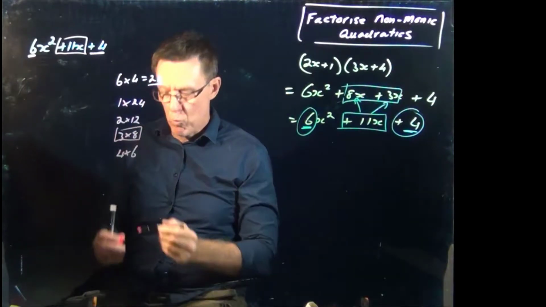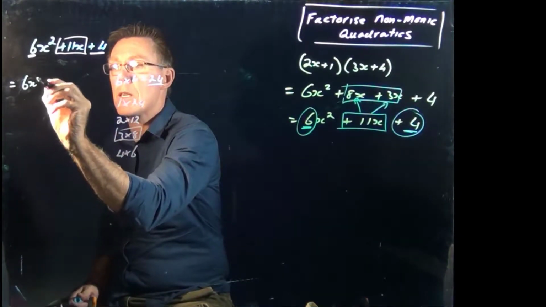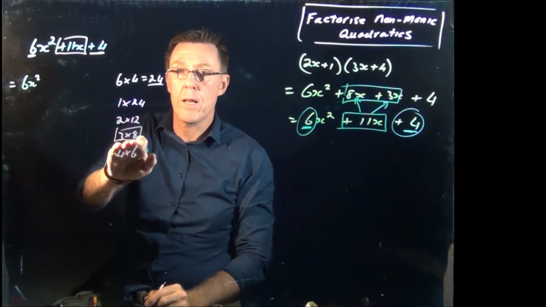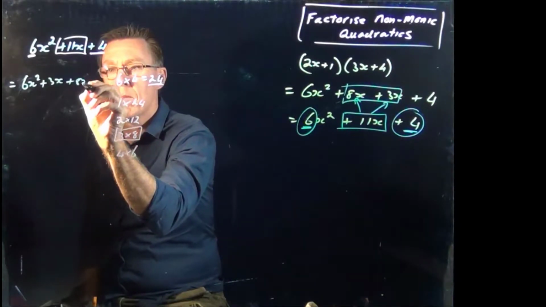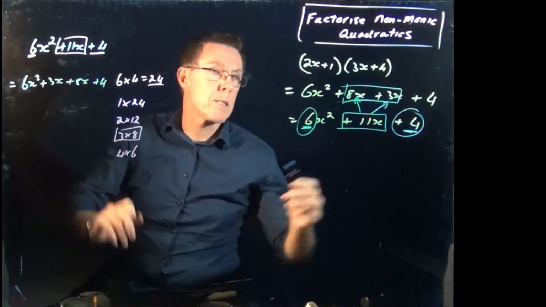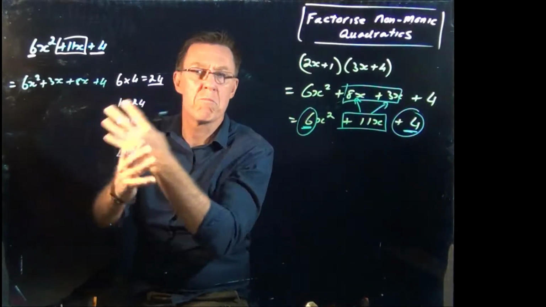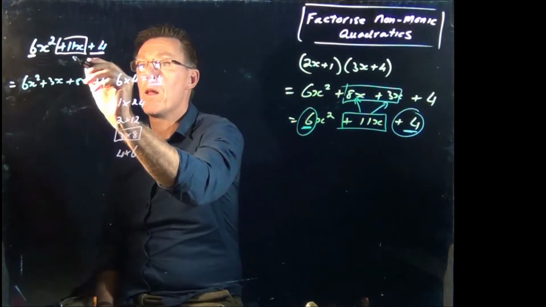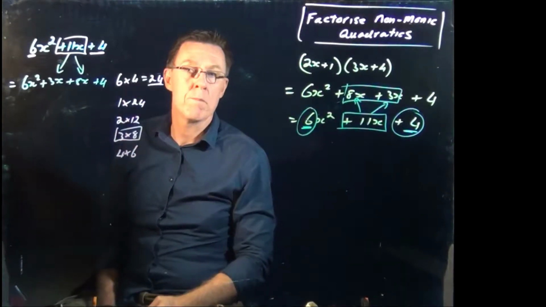Clearly, that's it right there. So I now know that I can keep my 6x squared the same, take my 11x out and replace it with 3x plus 8x, and keep my plus 4 the same. 3x plus 8x, 8x plus 3x, it doesn't matter what order you put them in. Once you've got the factors, you're fine. Put them in, doesn't matter about the order. So there's step 1. I've split my 11x into 2 things added together, just like I said I had to.